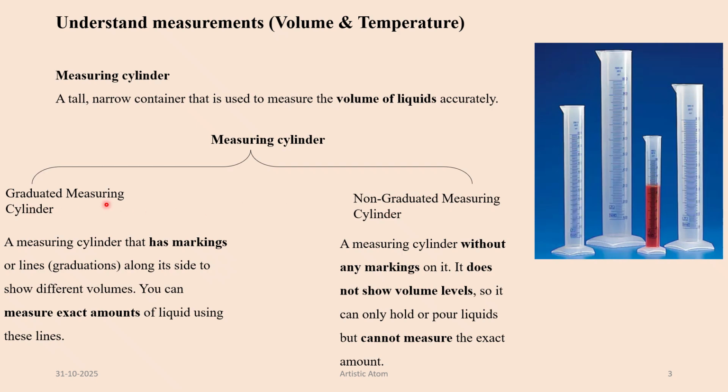When we talk about graduated ones, they have markings on them. Since they have the exact markings, I am aware of the exact volume of the liquid that I'm going to measure. So a measuring cylinder which has markings is called a graduated measuring cylinder. But if the markings are not printed on the cylinder, we call it a non-graduated measuring cylinder. We can just pour a liquid from one container to another, or it can just hold the liquid, but it cannot measure the exact volume of the liquid.